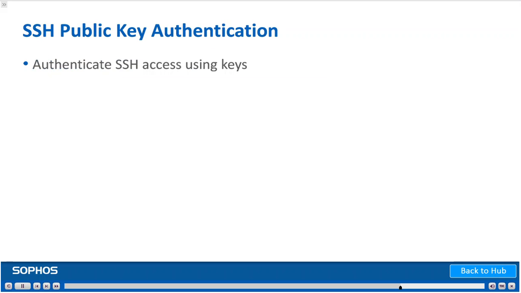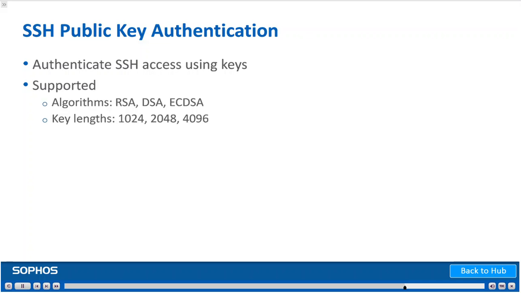The admin user can be authenticated using public key authentication for SSH access. This provides a mechanism that can be used to provide access without needing to share the admin password, and it can be used to provide access to multiple users by uploading their public keys. The XG Firewall supports RSA, DSA, and ECDSA keys of 1024, 2048, and 4096 bits in length.